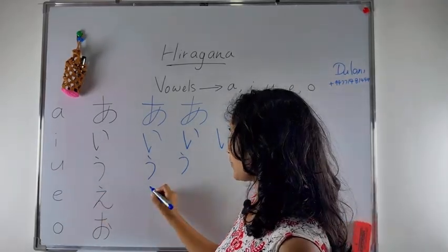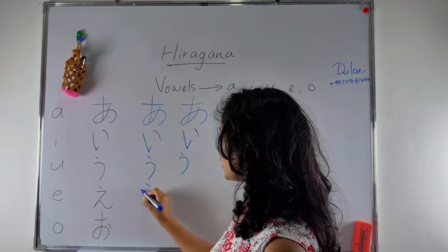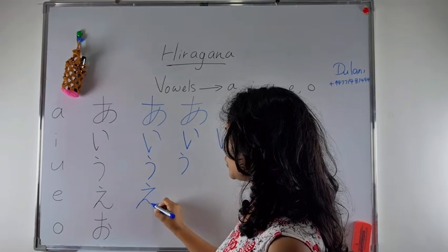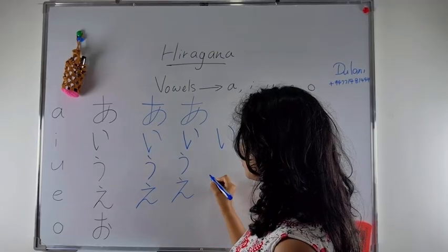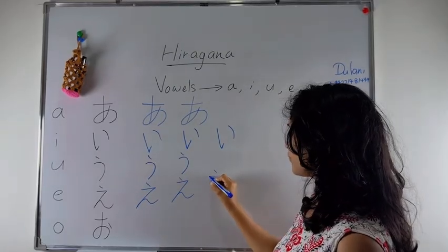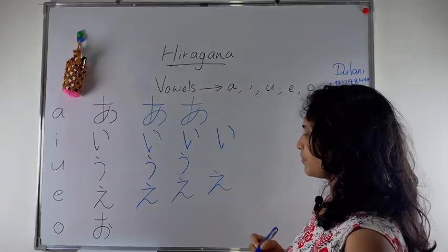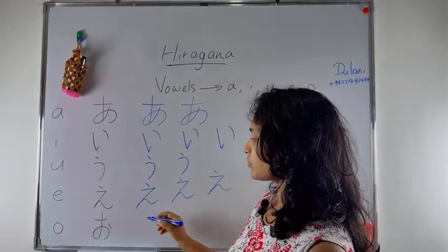E sound. The letter E. 1, 2. 1, 2. 1, 2. Okay. O.